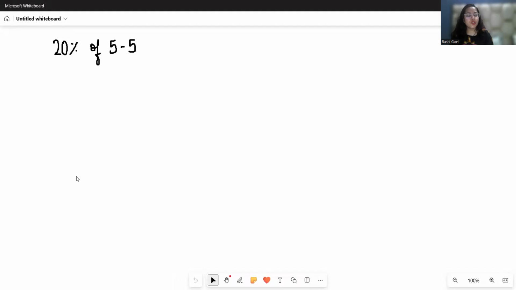So we are going to solve the expression 20% of 5 minus 5. I know it looks simple, but many people fail to solve this because they did not apply the correct approach and they did not know how to start this type of question.